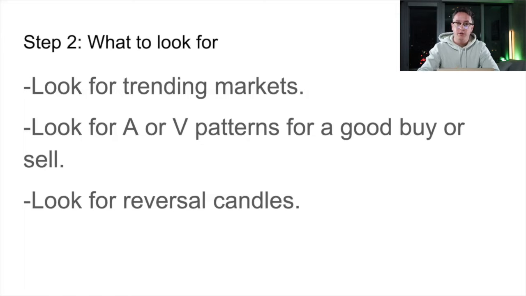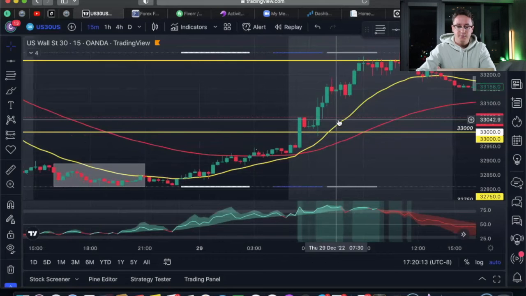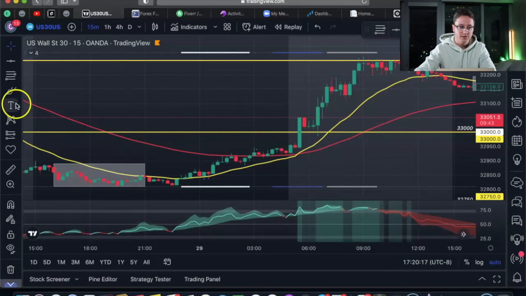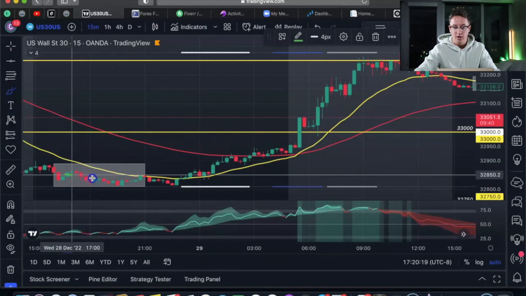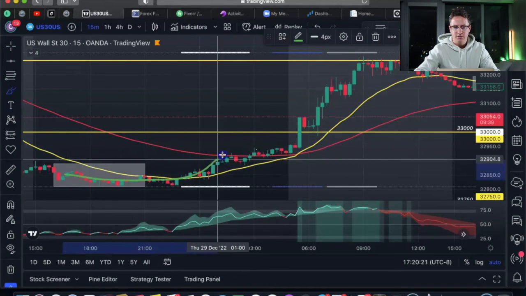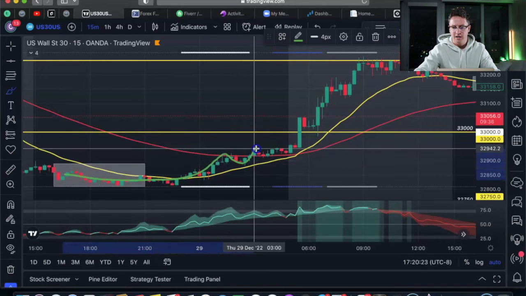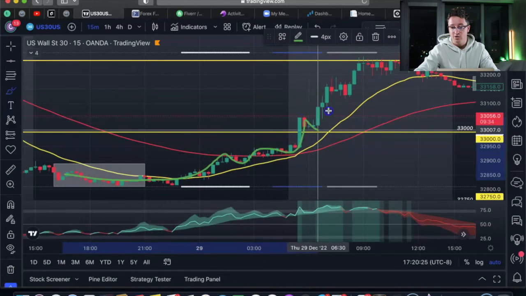And then we're going to look for reversal candles. So a lot of the time you can actually see a reversal candle within these A and V patterns. So let's go to the markets and look for the trending markets, the A and V patterns, and for reversal candles. Okay, first off, these are beautiful trending markets. I like to see that the market is just going in one gradual trend. Notice how it's going higher, then lower, then higher, then lower, then boom, higher, lower, higher.